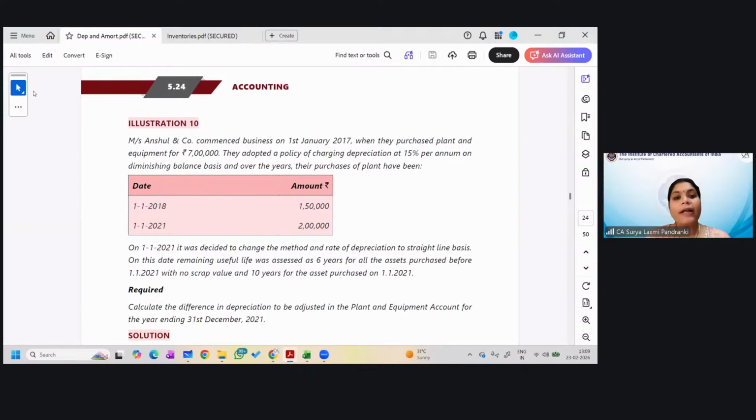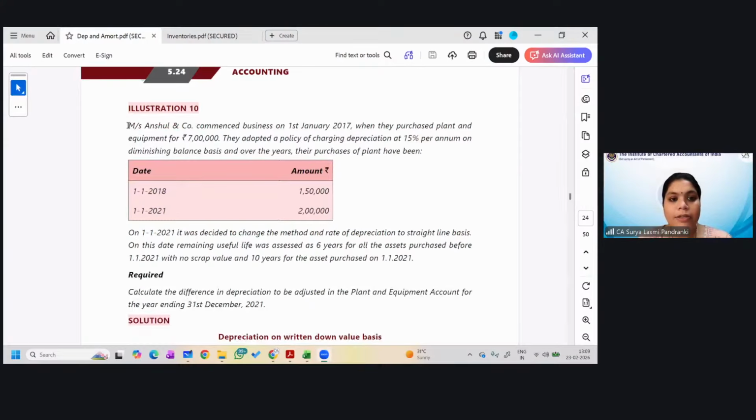You will not go back and change the previous years' depreciation. Only the current year, from today. If you are changing the method today, from today you will have to change the amount of depreciation. Otherwise, the previous years' depreciations cannot be changed. Okay, let us look at this question.